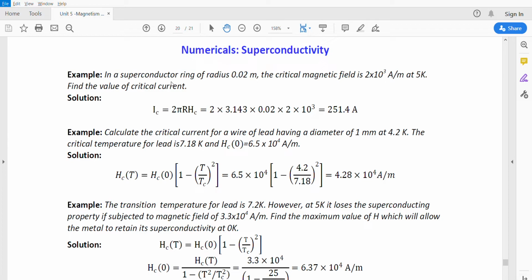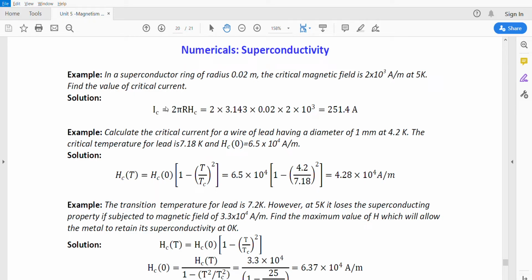The critical current depends on the radius of the superconducting ring. It also depends on the critical magnetic field. The critical magnetic field value is given, and the radius is also given. Directly take this formula. First you write the given data, next the formula, next the calculation, next the answer. So these 4 headings you should maintain.